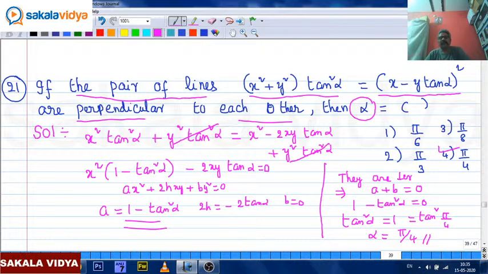Even you can apply m1 into m2 is equal to minus 1. But actually here m1 into m2 is equal to minus a by b.